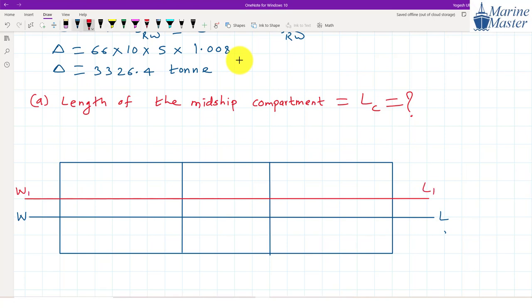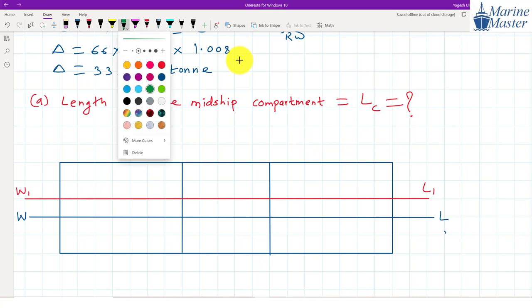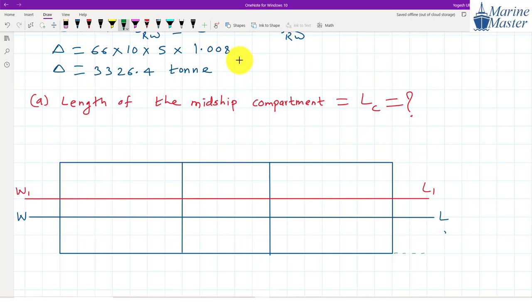So what is the initial draft, guys? Tell me. Initial draft is 5 meter. So from here to here, this is the initial draft, 5 meter. And then the draft will increase by 0.5 meter. So the new draft will be 5.5 meter, and this distance will be 0.5 meter. Does anyone have any doubt up to this point? Let me know.